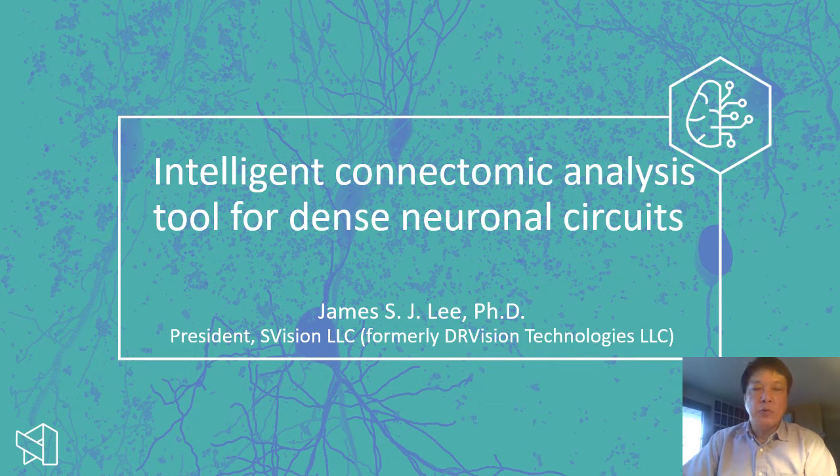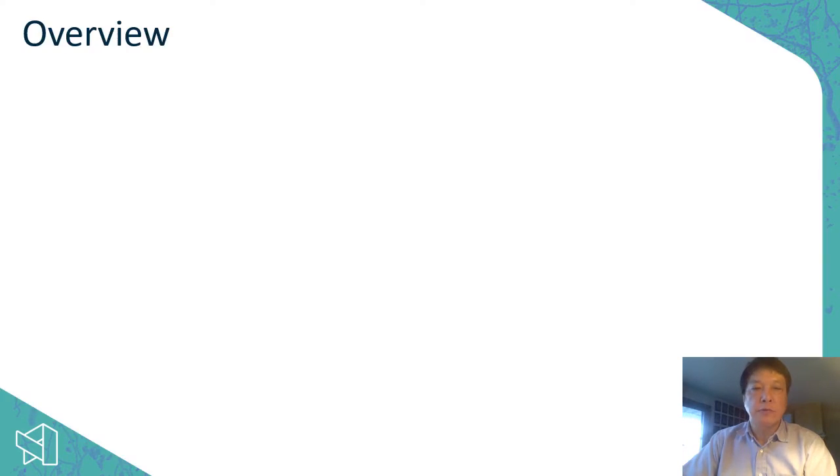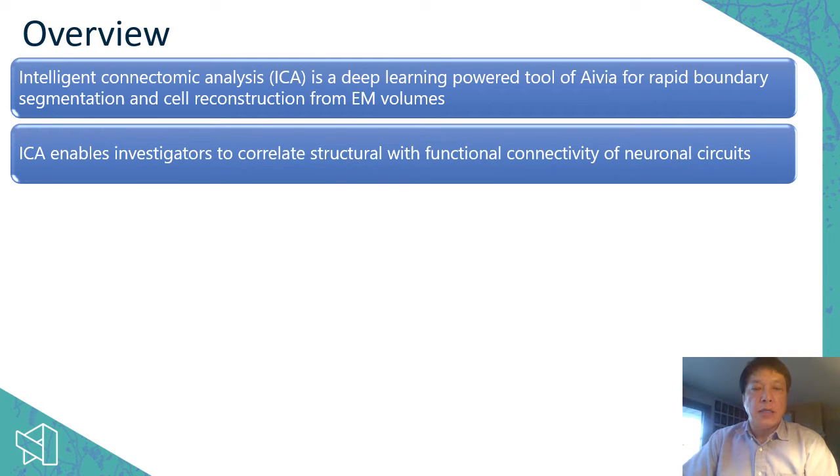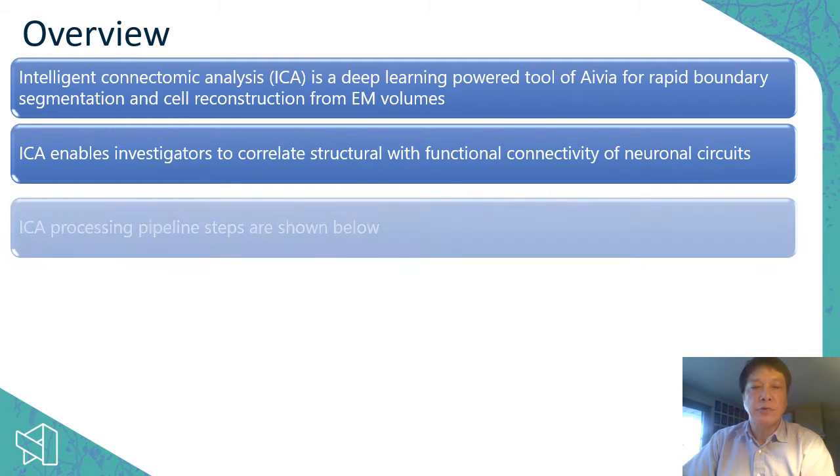It's my pleasure to highlight our poster, Intelligent Connectomic Analysis Tool for Dense Neuron Circuits. Intelligent Connectomic Analysis is a deep learning powered tool of Aiva for rapid boundary segmentation and cell reconstruction from EM volumes. The IKCA enables investigators to correlate structural with functional connectivity of neuron circuits.